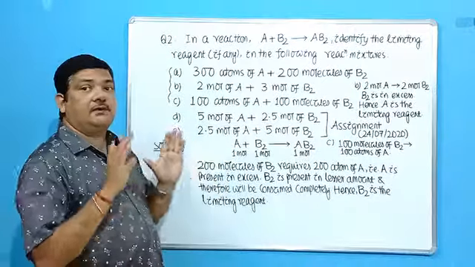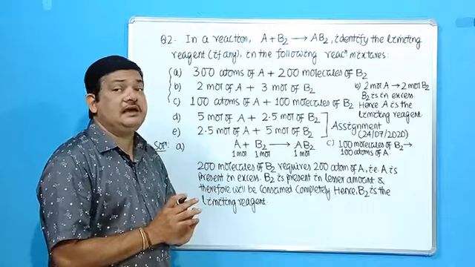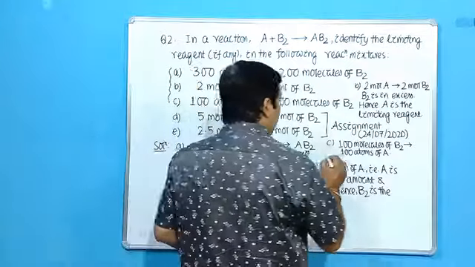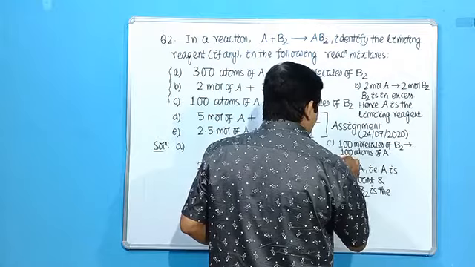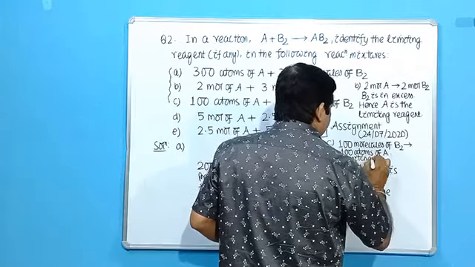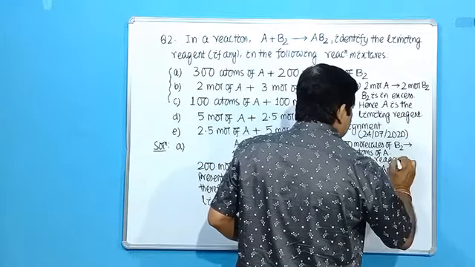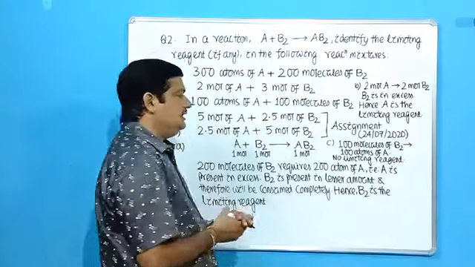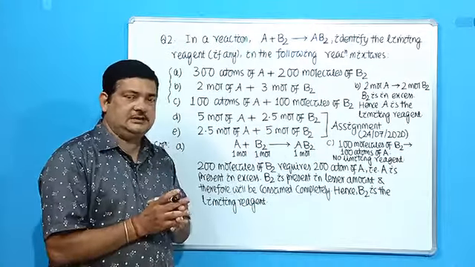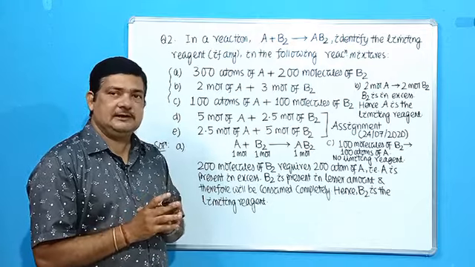That means they are present in perfect ratio. No one is present in excess, no one is present in lesser quantity. That means there is no limiting reagent. They are present in the required quantity. So no limiting reagent in this case. In the case of C, they are present in perfect ratio.